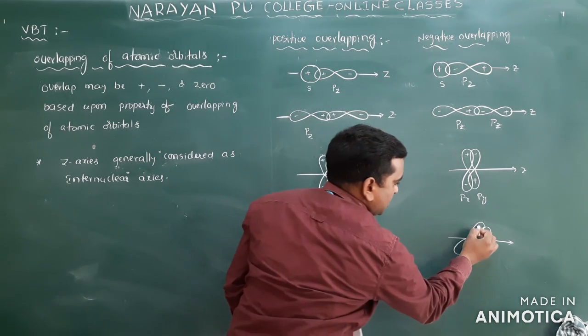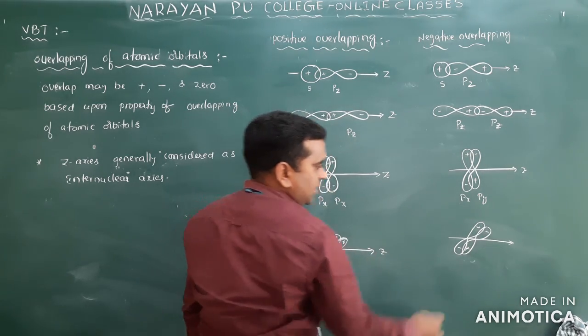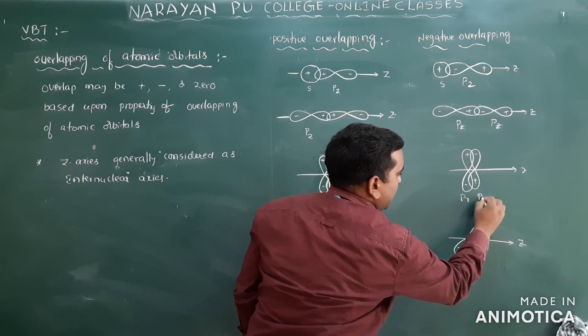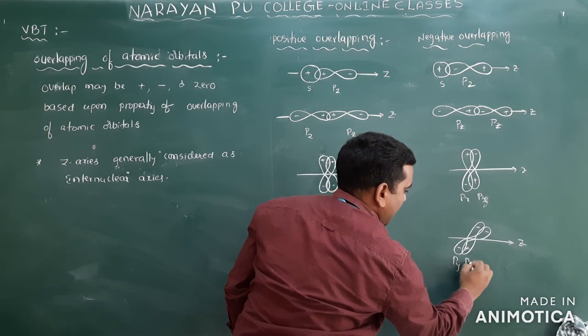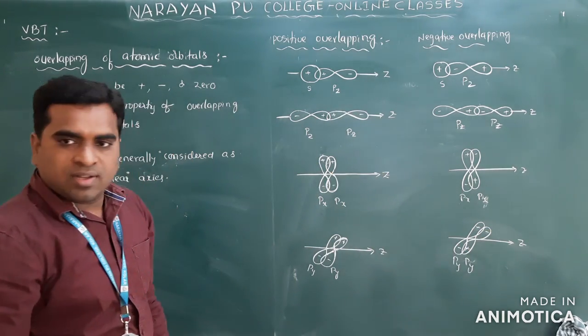This is clear. Suppose it is a positive, it is a negative. It is a negative, this is a positive. This is which axis? Z axis, and this is Px, and this is Py. It is negative overlap. That is clear.